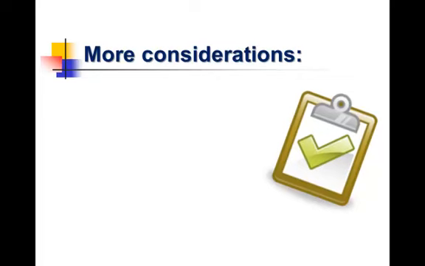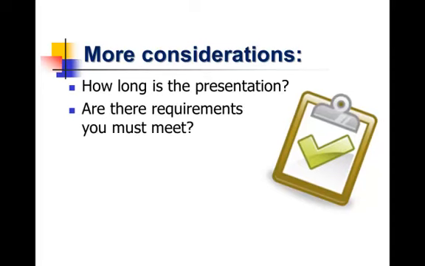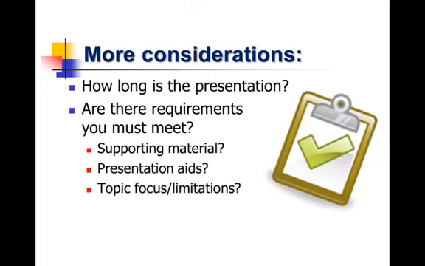Some additional considerations. Consider how long the presentation is supposed to be. Everything tends to take longer. If you're doing a 5 to 7 minute speech, that will make a difference in terms of topic selection than if your speech is required to be 22 minutes long. Are there some additional requirements that you must meet? I've alluded to some of them previously, but in terms of supporting material, how many sources do you need to cite? Presentation aids, topic focus or limitations that your instructor or the situation provides you.